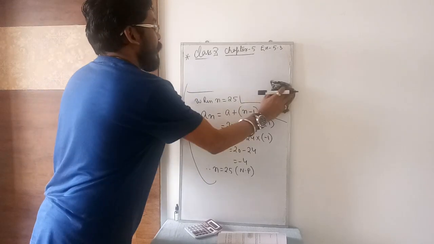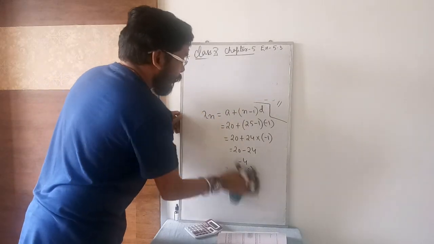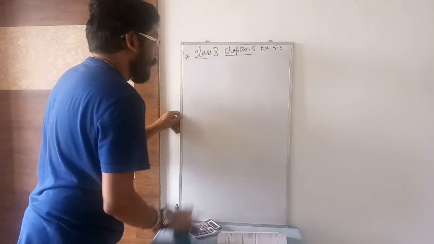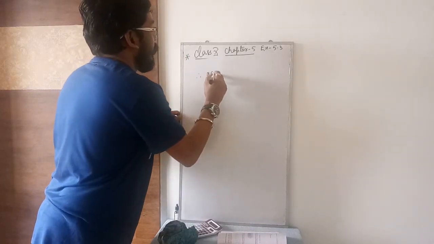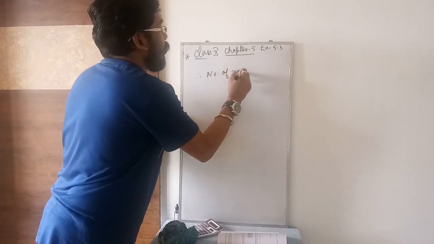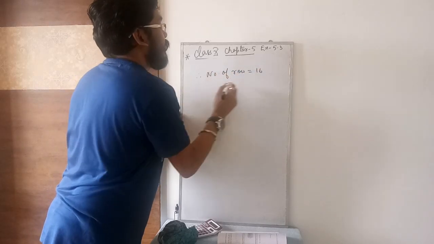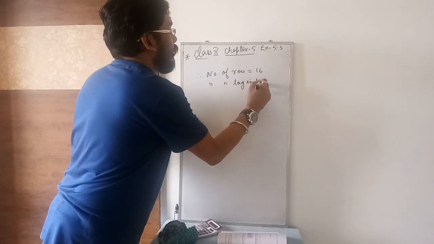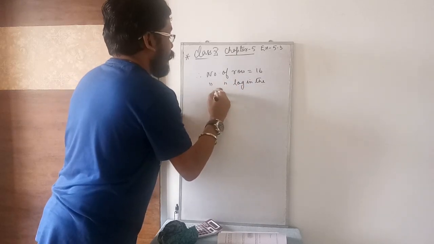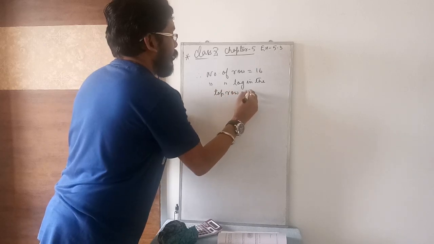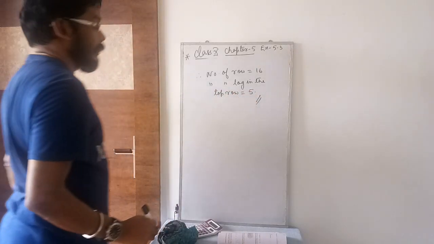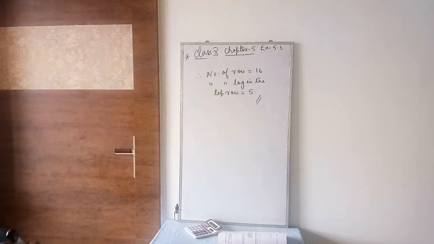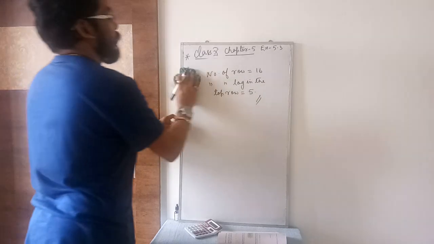So last you will write here, the last statement will be: therefore, the number of rows equal to 16 and the number of logs in the top row equal to 5. So take the screenshot. Hope it is correct and clear.